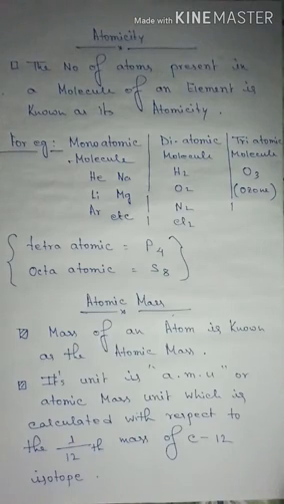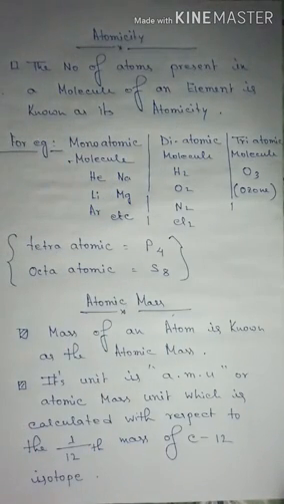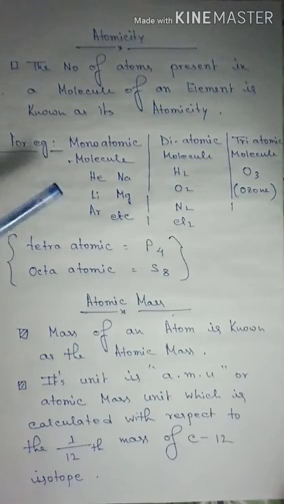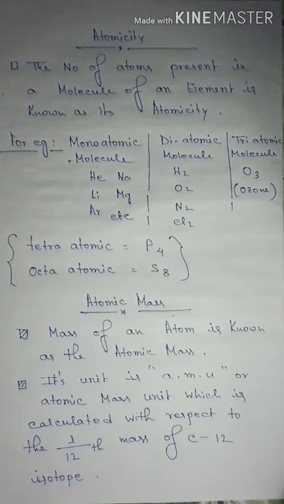Now we will find out what is atomicity. See, the number of atoms present in a molecule of an element is known as its atomicity. Suppose a molecule of an element has one atom, it will be called monoatomic molecule. For example, we have helium, lithium, argon, sodium, magnesium, etc. There are several examples of monoatomic molecule.